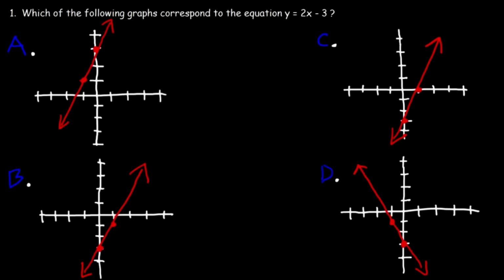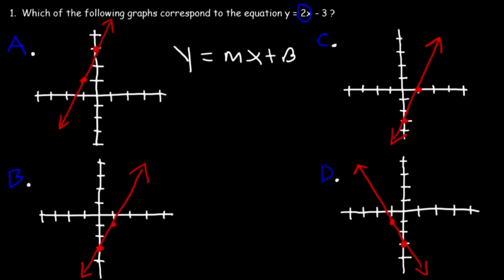Now let's work on some multiple choice and free response practice problems. That's going to help you to review for the tests if you're studying for one. Number 1. Which of the following graphs correspond to the equation y is equal to 2x minus 3? So this equation is in slope-intercept form. Now there's 2 things we need to focus on. We need to identify the slope and the y-intercept.